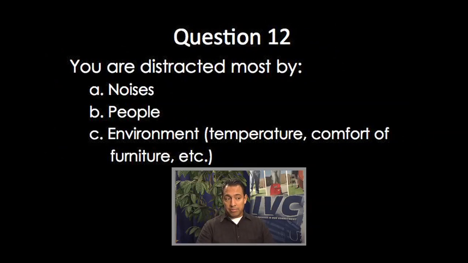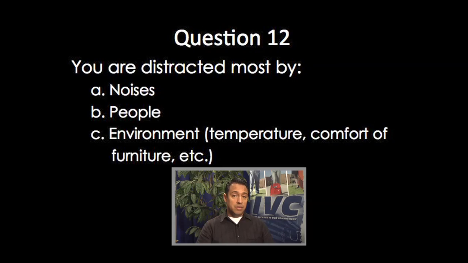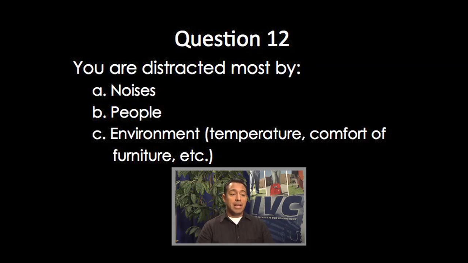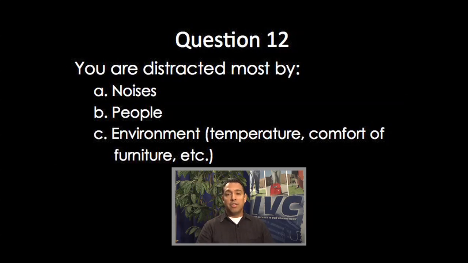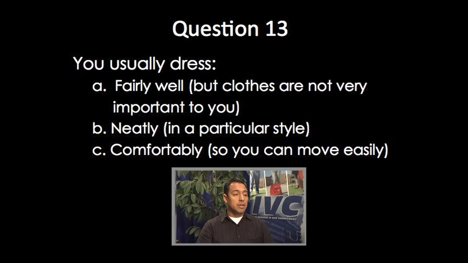Question number 12. You are distracted most by A, noises, B, people, or C, your environment and the things that surround you. So temperature, comfort of the furniture, whatever the case may be. Question number 13. You usually dress A, fairly well, but clothes are not very important to you. B, neatly in a particular style, or C, comfortably so you can move easily and feel comfortable overall.